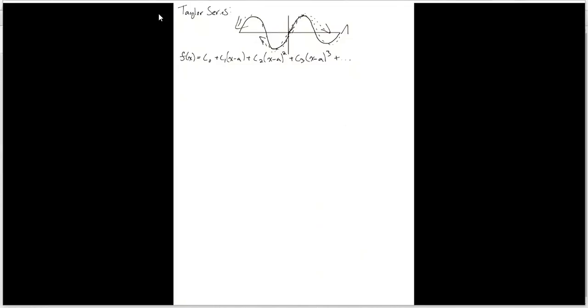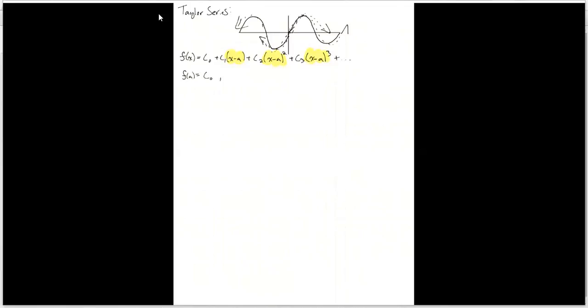So if I just plugged in a here, so f of a, all of these terms here, these x minus a's, they'll all go away, and I'll be left with just c0. So that means that c0 is f of a. So I was able to find out what that coefficient is. So what's another way of trying to find out these other coefficients?